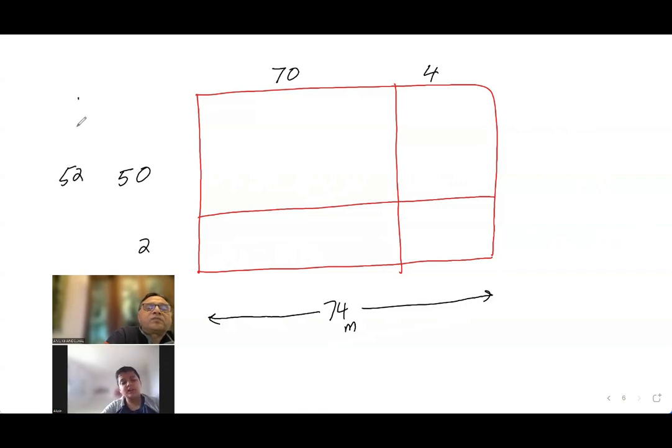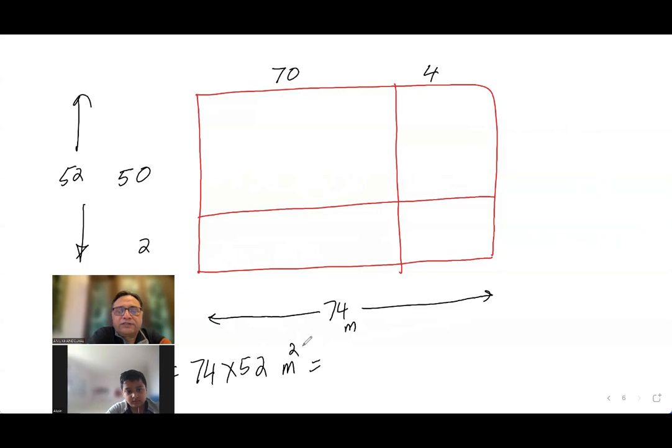Well, 74 times 52. So area is equal to 74 times 52 units are meter squared. Tell me, how much is the answer and how will you calculate this answer? So first you have to do 70 times 50. Since I don't know how to do math to my 2-digit, I take away the zeros. I do 7 times 5, which is 35, and I add 2 zeros. Perfect. 3,500. Yes, right down.